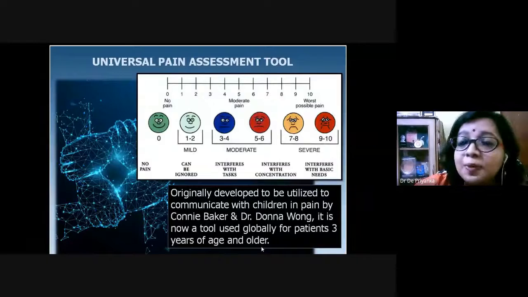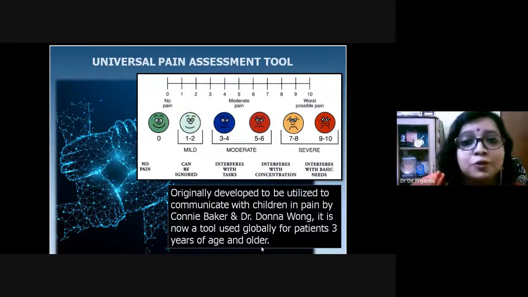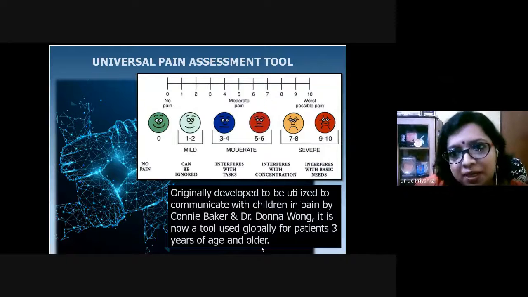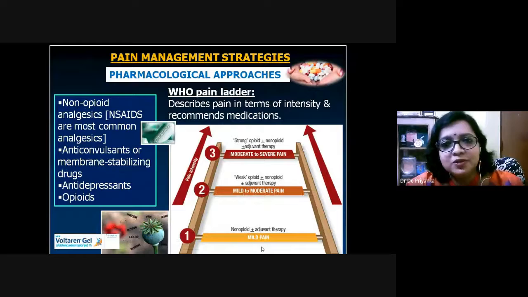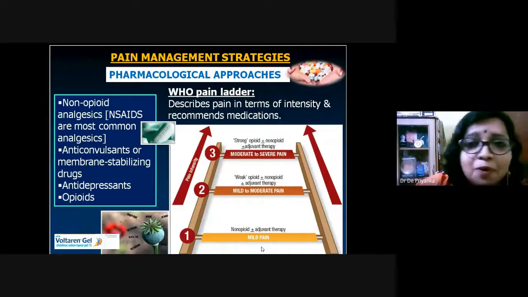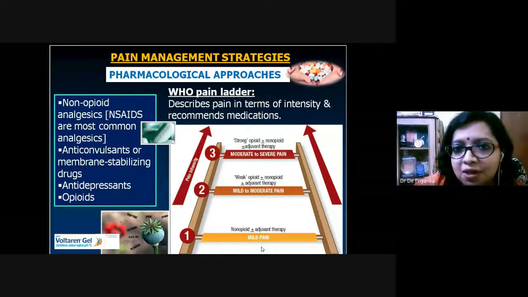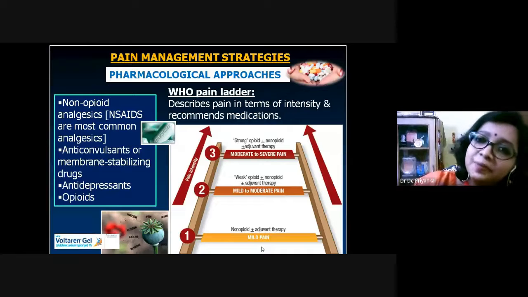There are also specific pain assessment tools for older people, which give you an idea of the pain assessment. Now, I will come to the final part, which is a very important part and also a favorite part for all. That means how to manage pain. If we are in pain, how do we manage it?